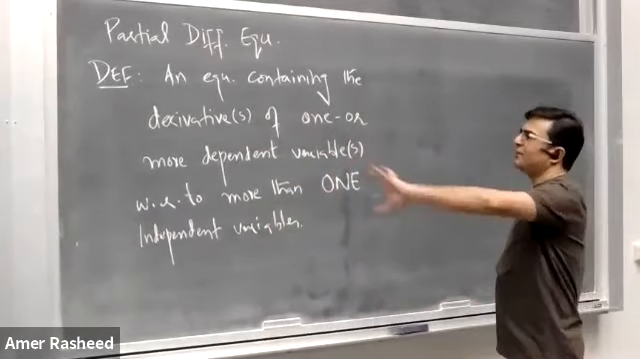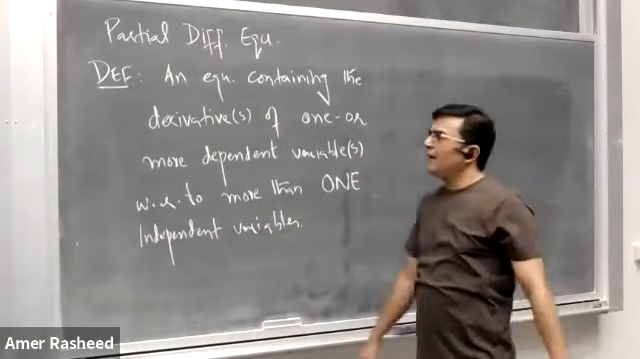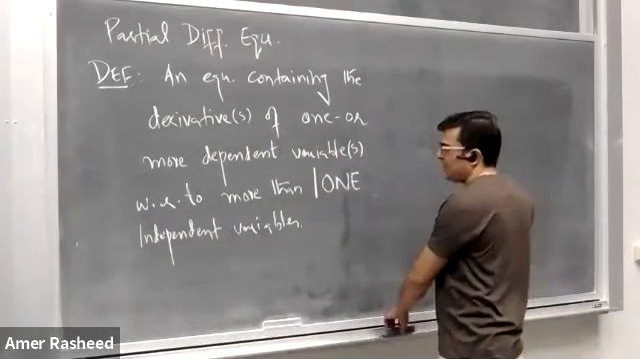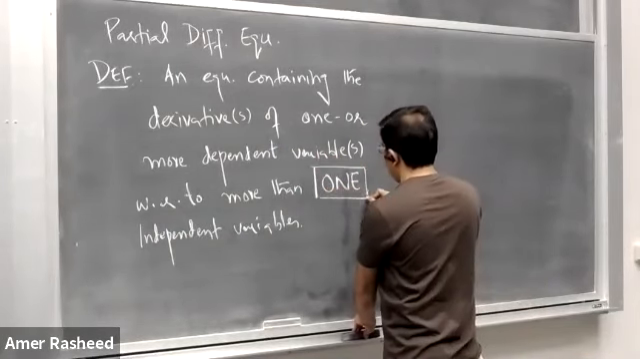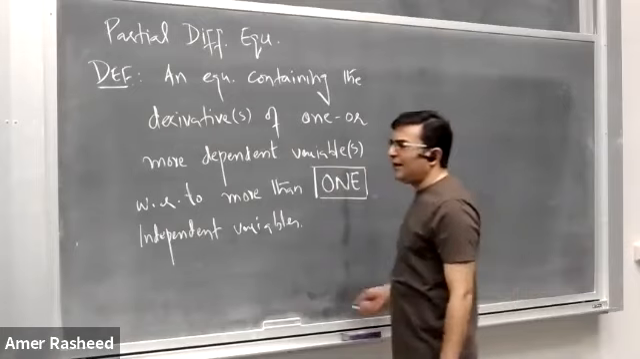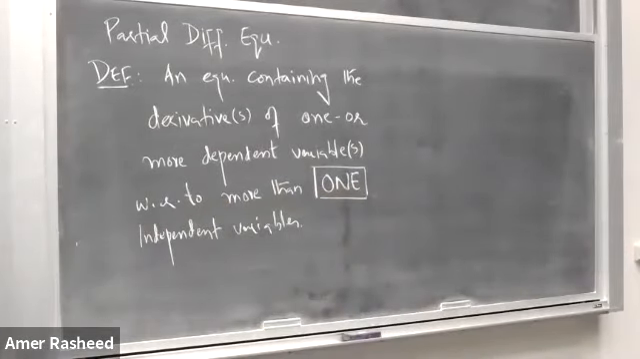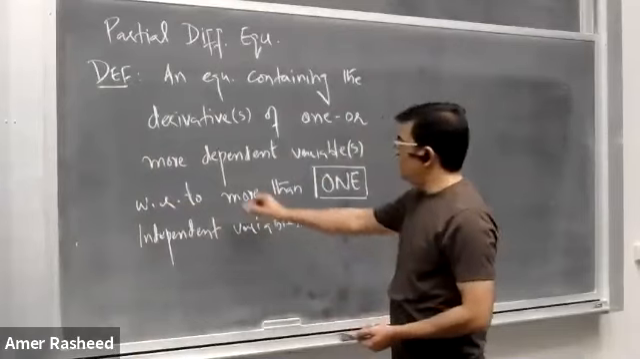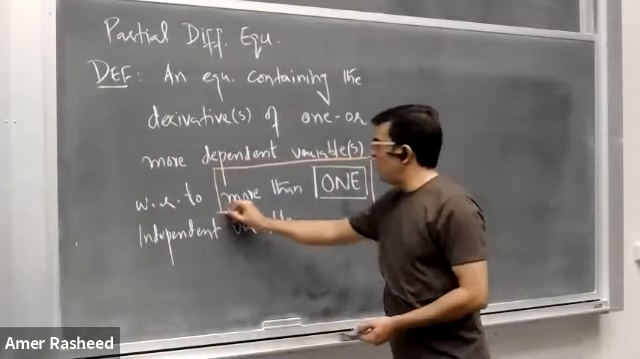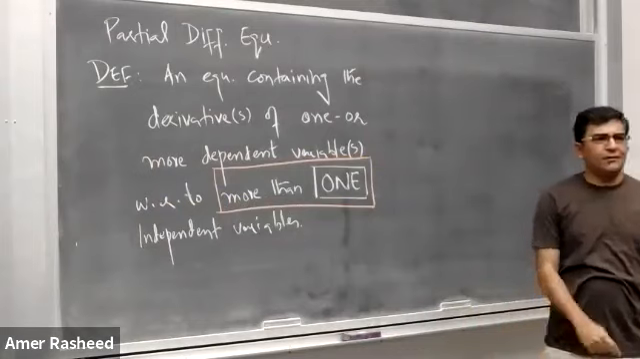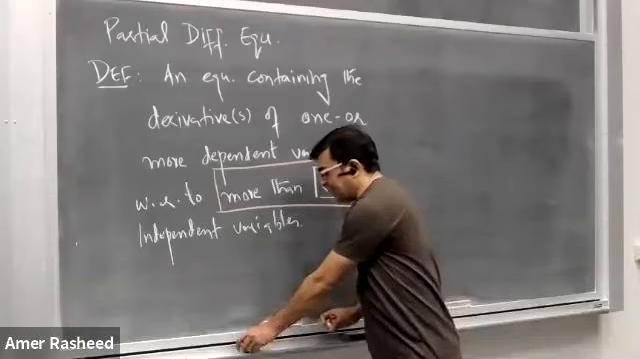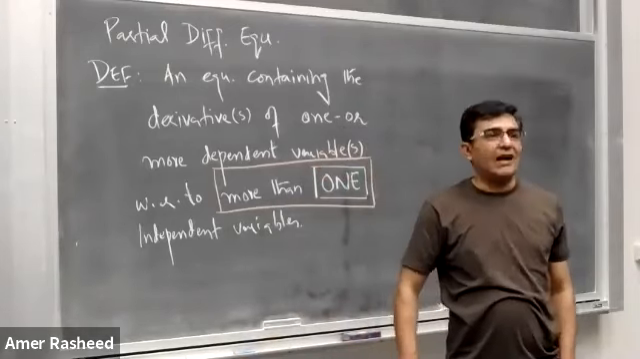Okay, what is the difference between the definition of ODE and PDE? In ODE, we have exactly one independent variable. But in PDEs, we must have more than one independent variable. So in that case, we can only take the partial derivatives of that function.